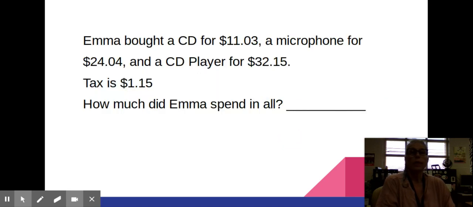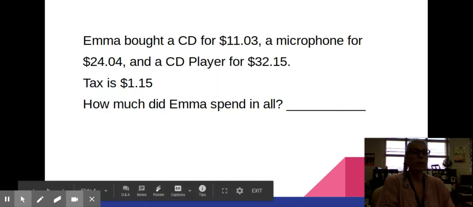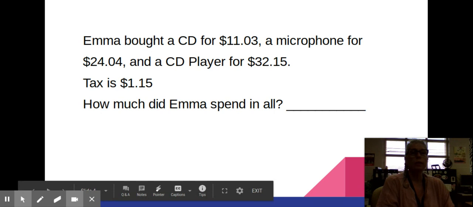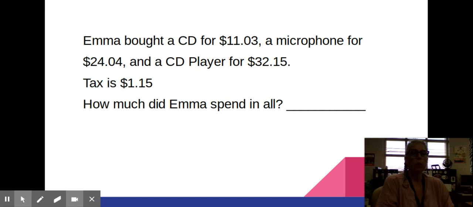Today's question: Emma bought a CD for $11.03, a microphone for $24.04, a CD player for $32.15. Her tax is $1.15. How much did Emma spend in all? I want everyone to take a moment. You can draw pictures on your scratch paper, or you can go on and write down your number sentence. Think about how you are going to solve this.